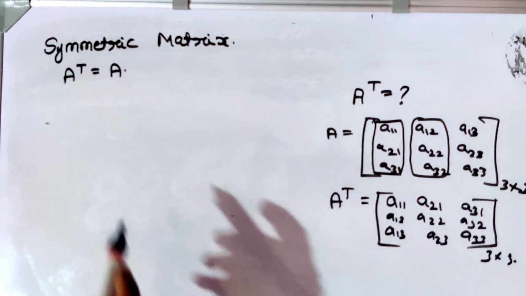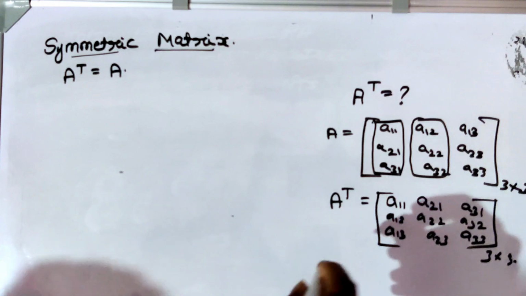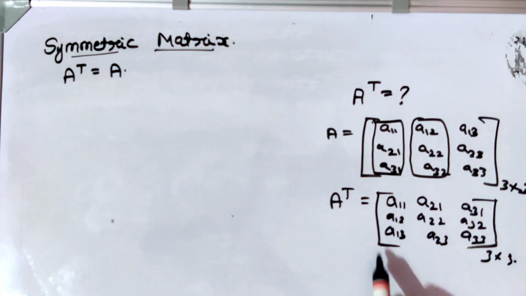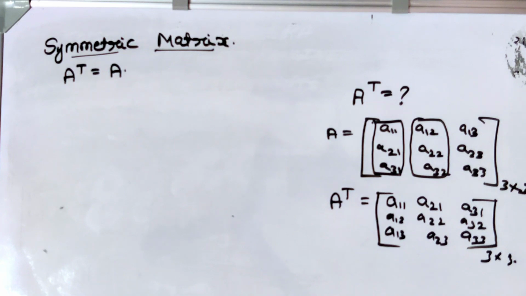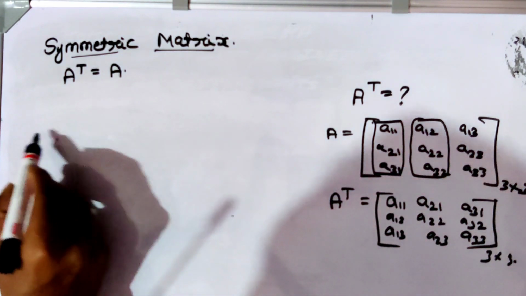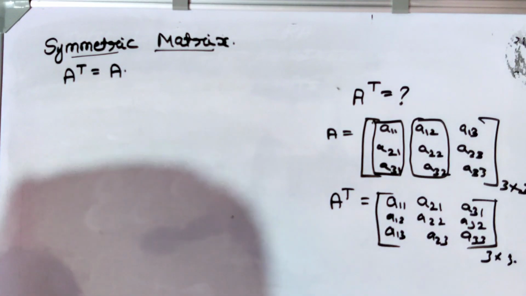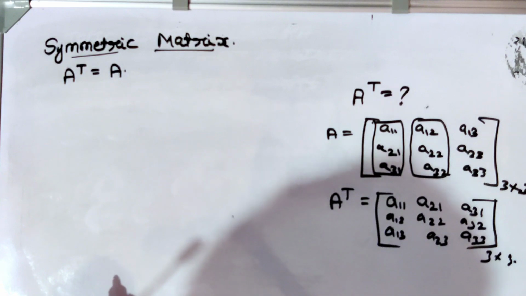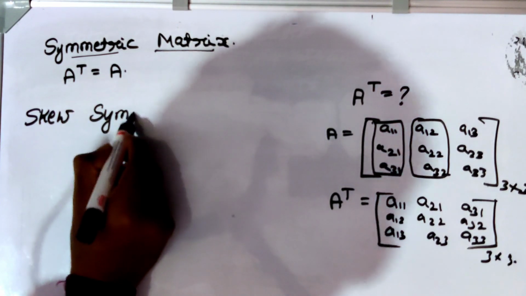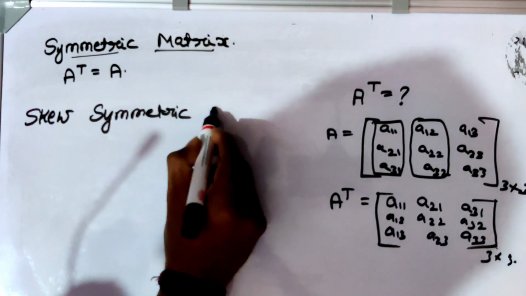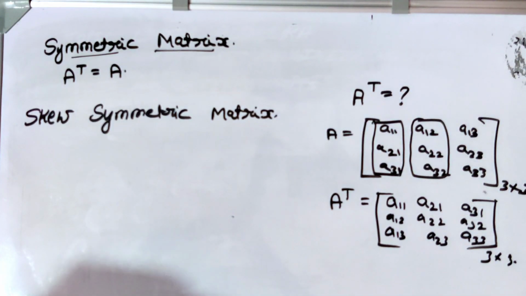So a symmetric matrix is one where all the entries of A are equal to all the entries of the A transpose matrix. Next is the skew symmetric matrix.